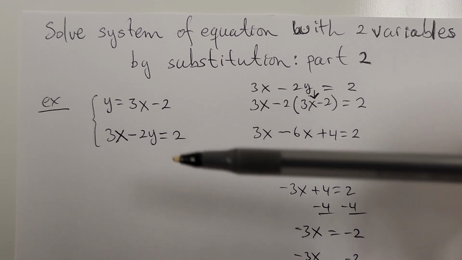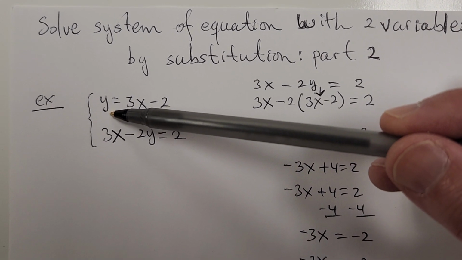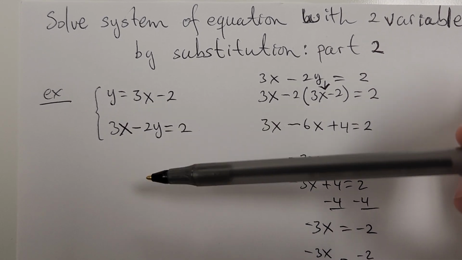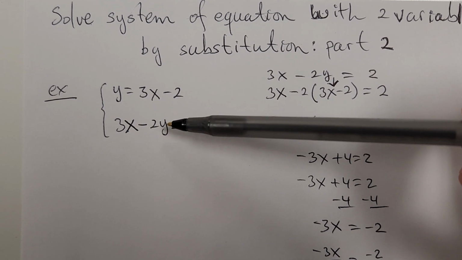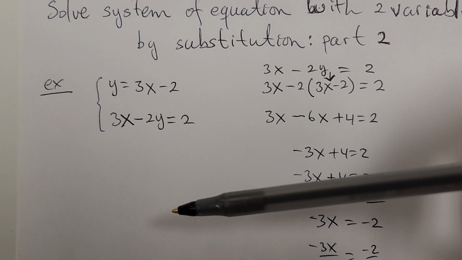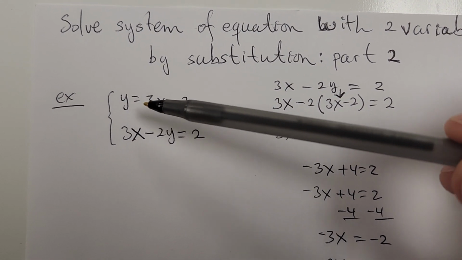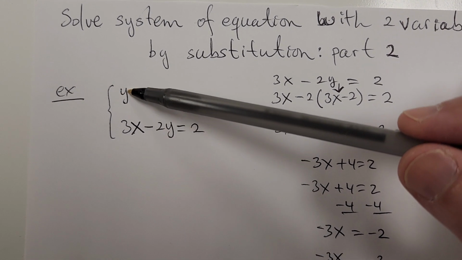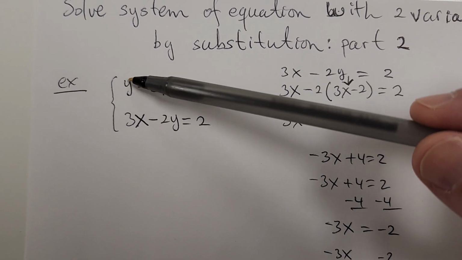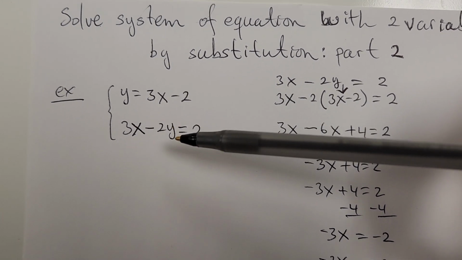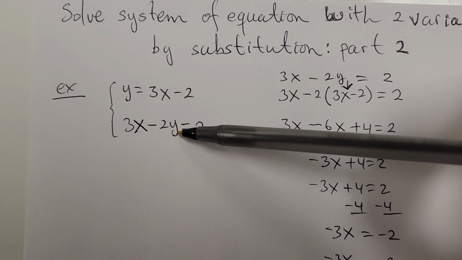If you look very carefully, in the first equation, one of the letters is by itself. In this case, it is y. So all we have to do is take this equation and plug it into this y. One more time. The first equation, one of the letters is already by itself. As you can see, the y is by itself. So take this equation and plug it into this y right here where I am pointing.